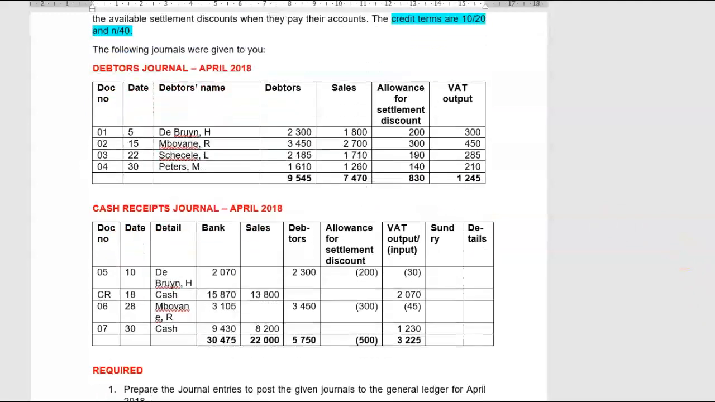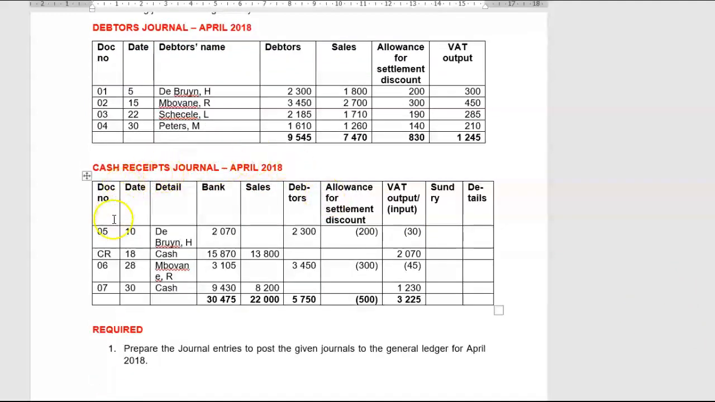Let's go and have a look at our cash receipts journal for April. Again, the document, the date, where did we receive the money from, which is cash receipts, and what were the amounts that we banked. Now, let's look at the Brain, for instance. The Brain owed us 2,300 Rand. He has now settled his outstanding invoice within the settlement period. How much did we receive from the Brain? Not 2,300, but 2,300 times 90%, which gives us 2,070.